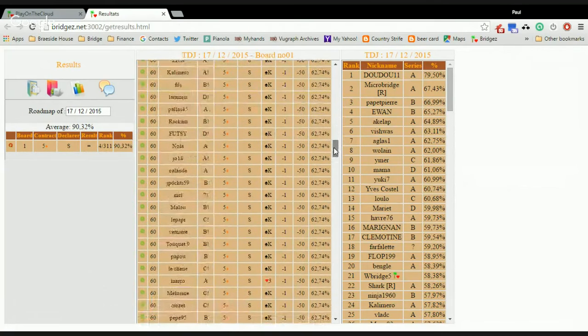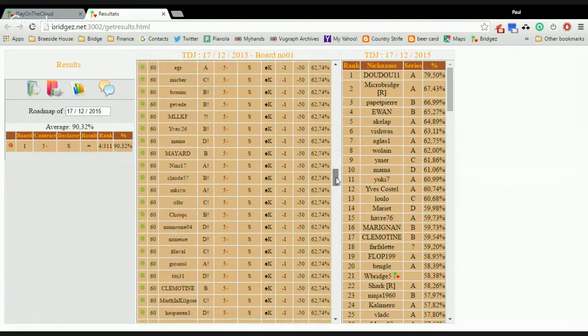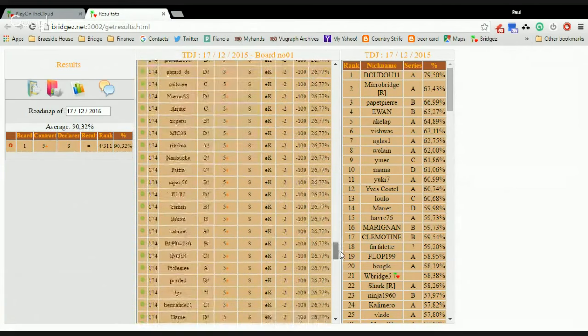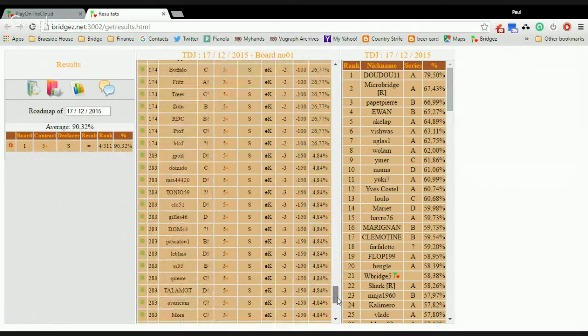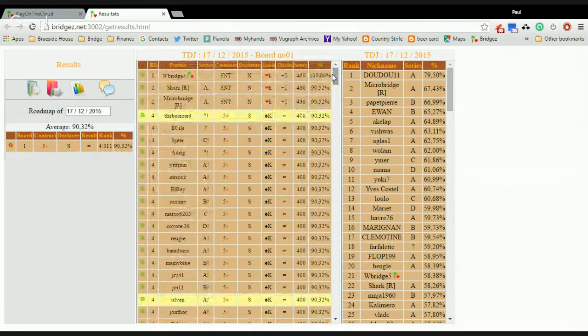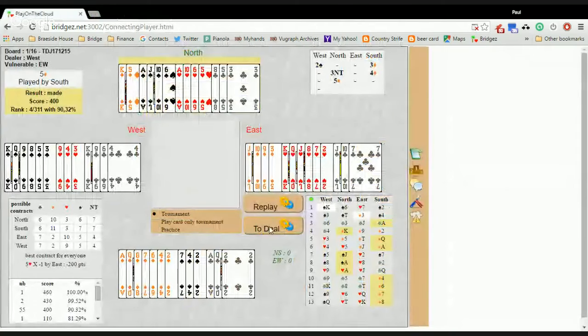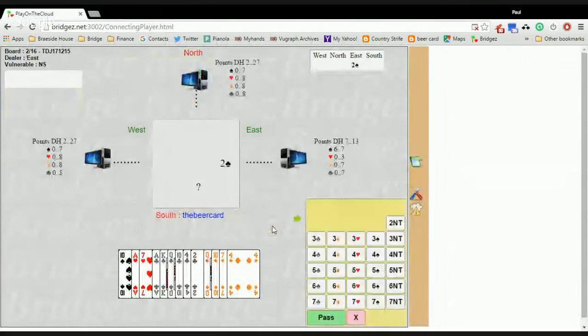And we'll go down and see whether any of my friends have failed. Nope, they seem to be doing quite well at the moment. Or not, haven't played the hand. But if you want to improve your declarer play, just go on to bridgez.net and play the first hand of the day. If you want to continue playing the tournament, you can just press to deal and it'll take you to the next hand. You don't have to do this straight away. Once you've completed the deal, you can come back anytime during the day to play the hand.